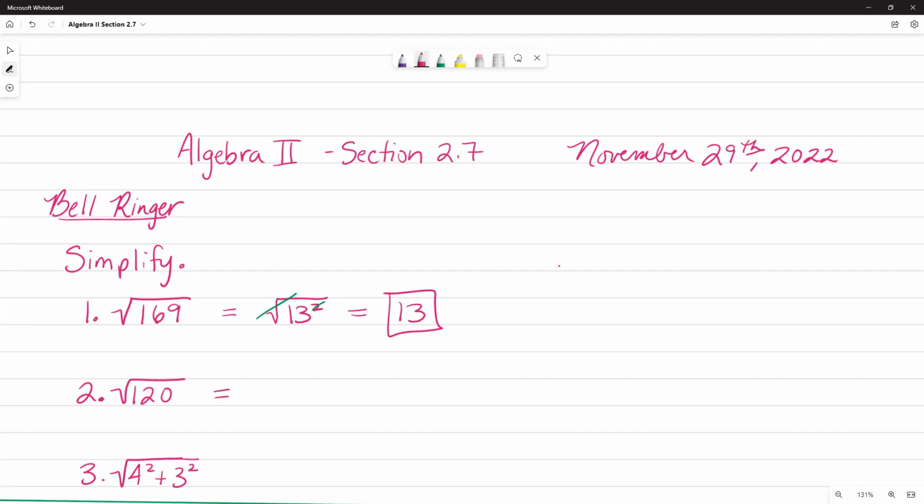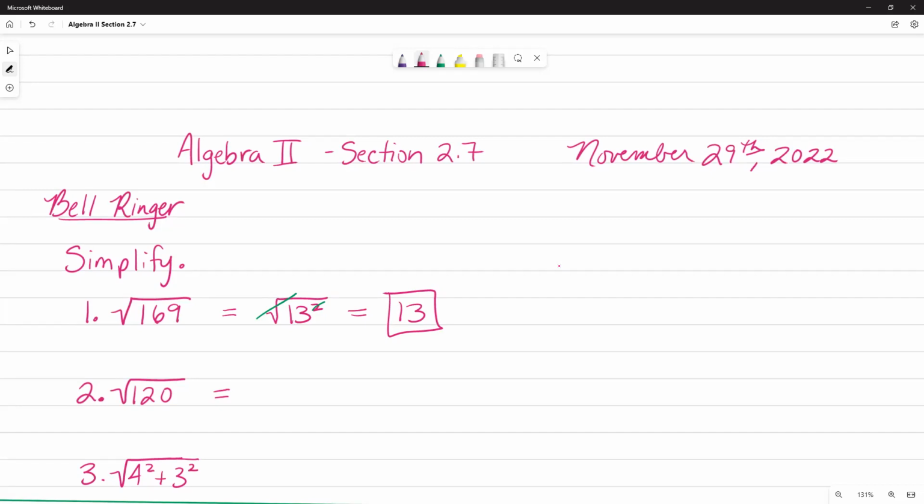All right, what about the square root of 120? So let's go back to 10 squared, right? 10 times 10 is 100. Okay, so let's move on to our next whole number. What is 11 times 11? 121. So 120 is not a perfect square.